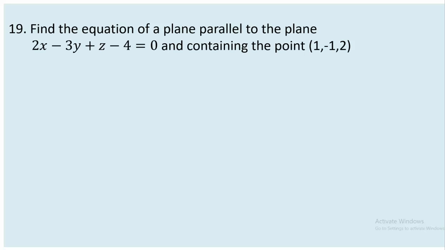Now what comes next is question number 19, students. Here you are asked to find the equation of a plane parallel to the given plane and containing the point (1, -1, 2). So how are you going to find the equation of the plane parallel to the given plane? Basically what you need to do is, the normal vector to the given plane must also be normal to the other or the intended plane. So if we are given that condition, we can easily obtain the equation of the plane, because one point where the plane is going to pass through is also given.